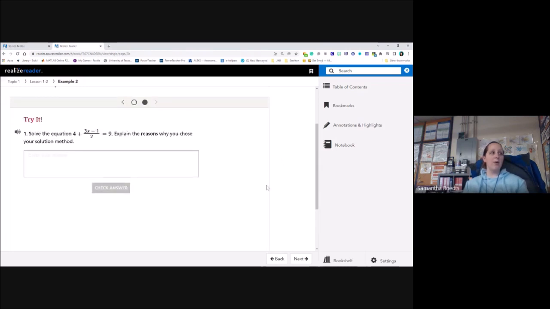All right, let's try it. I want to solve the equation 4 plus 3x minus 1 divided by 2 equals 9. Explain the reasons why you chose your solution method.